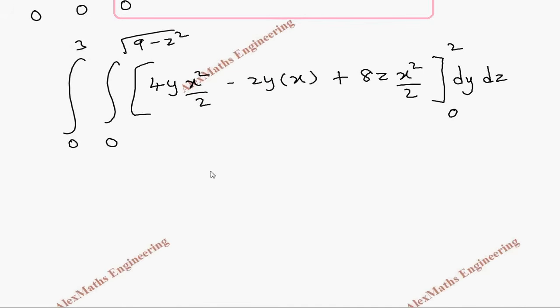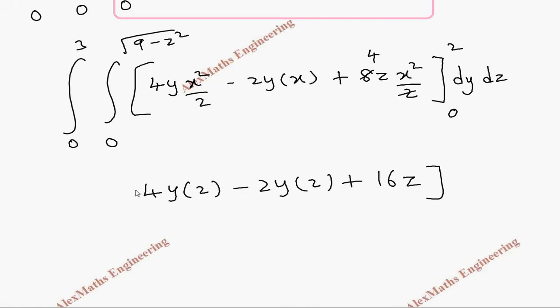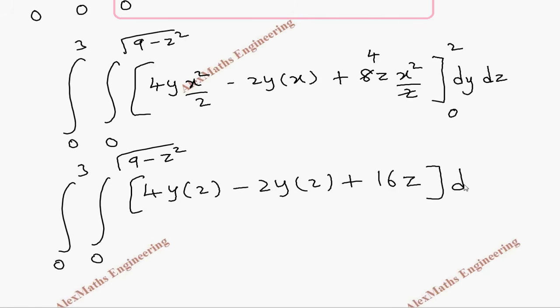Now applying the limit of x here, it will become 4y into 2 square by 2, 2 square is 4, 4 by 2 is 2. Then here it is 2y into 2. Then here it is already this is 4. When I apply 2 here, 2 square is 4, 4 into 4 is 16 into z. And we have integral 0 to root of 9 minus z square, integral 0 to 3 dy, dz.